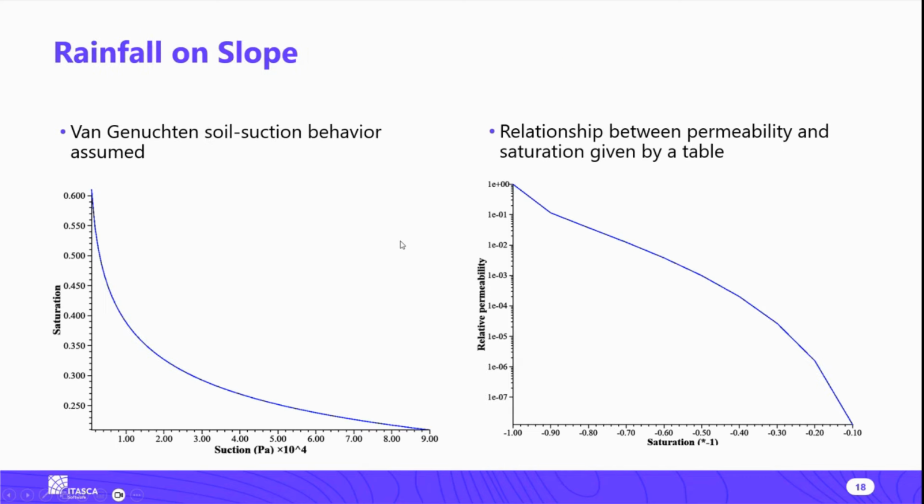So for this particular example, we're using the Van Genuchten soil suction behavior. So you give a couple of parameters and you end up with a curve like this, where you can see the relationship between the saturation and the suction. And as the saturation decreases, you actually get quite a lot of suction, and this suction actually improves the stability of the slope. We also use a table to specify the relationship between permeability and saturation. So again, as the saturation decreases, the permeability also decreases, and this is potentially important as well.